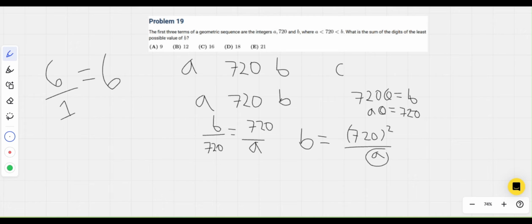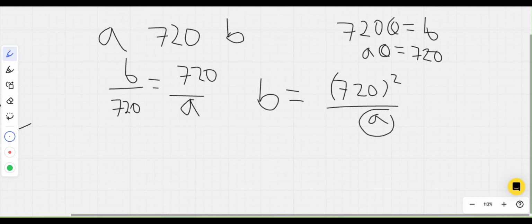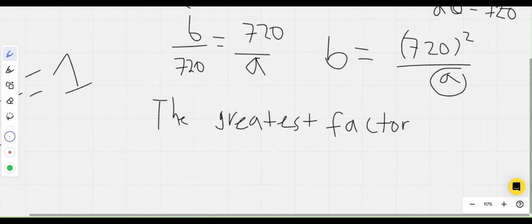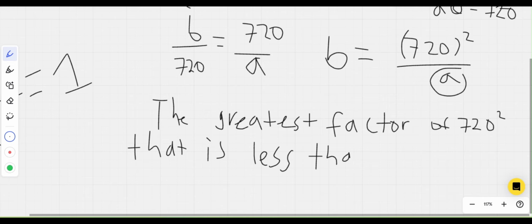But if a is the largest number possible, like say 6, then b would be even smaller, so it would be 1. So as a increases, b decreases. So we want the greatest factor of 720 squared that is less than 720. That is all we need to find. So let's see, the greatest factor of 720 squared that is less than 720.